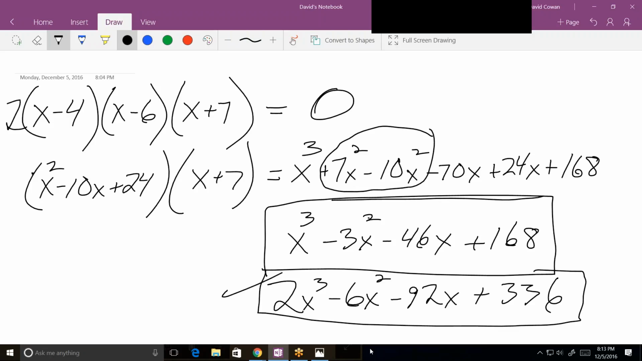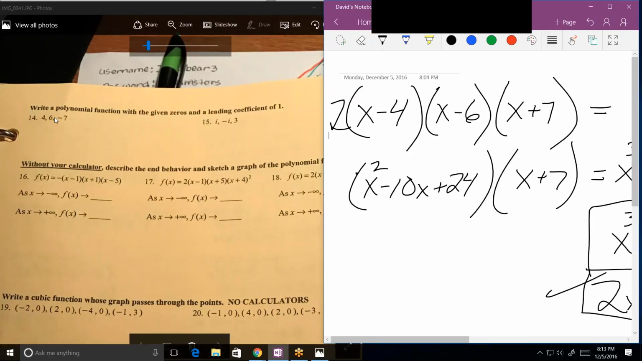So when they give you those conditions, it merely means that you may have to do more than just multiply those three factors together. In this case, you didn't, because we multiplied those three factors, we got a coefficient of 1.